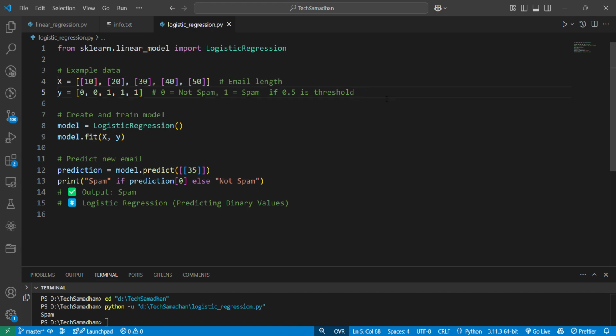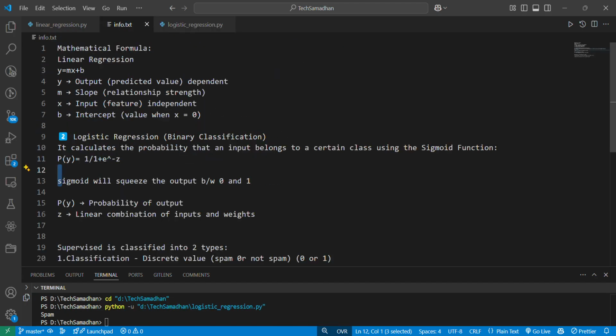If the email length exceeds a certain threshold based on the training, the model predicts spam. The output will be 1 if predicted as spam, and the output would be 0 if it is not spam. So logistic regression definitely predicts a binary outcome. It uses the sigmoid function to produce probability between 0 and 1 and works well for problems like spam detection and medical diagnostics. That's for the logistic regression part.